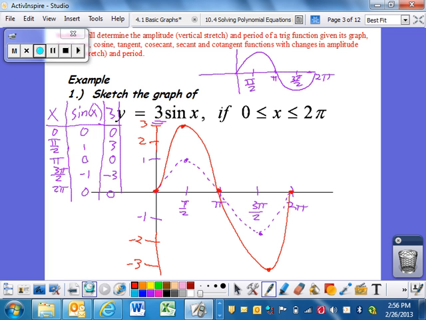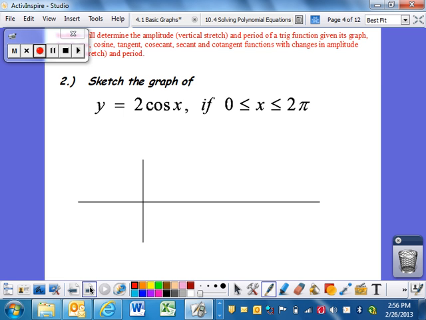So let's try another example. So 2 cosine x. We can do the same thing as we did before. Start at 1. We have our 4 graphing points.